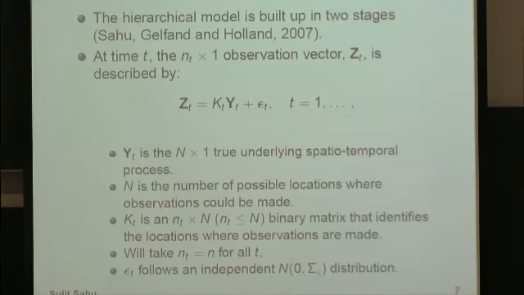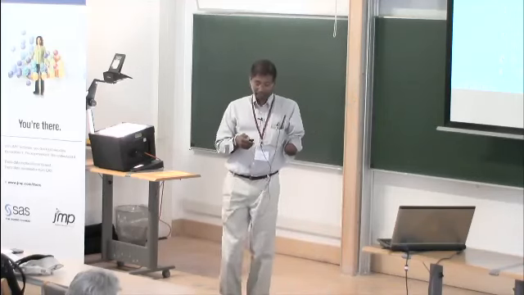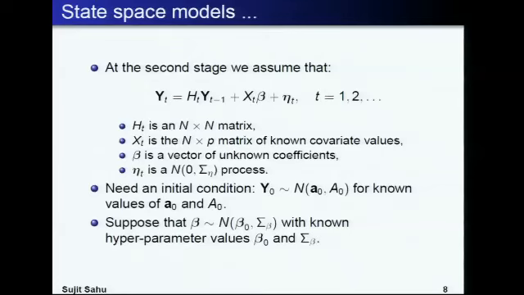In this talk, we will take N_t equal to n for all t. N_t is how many observations we collect at time t, and n is the whole number of possible locations where we can ever make observations. So in this talk we will take N_t equal to n, but the setup would allow different numbers of observation stations at every time t. We will assume that epsilon_t follows an independent normal(0, sigma_epsilon) distribution. In the spatial statistics literature, this epsilon would be called the nugget effect, but we don't need to go into that much detail.